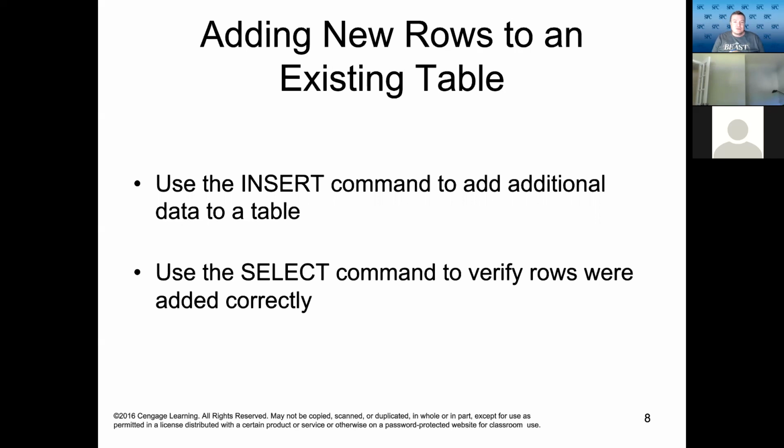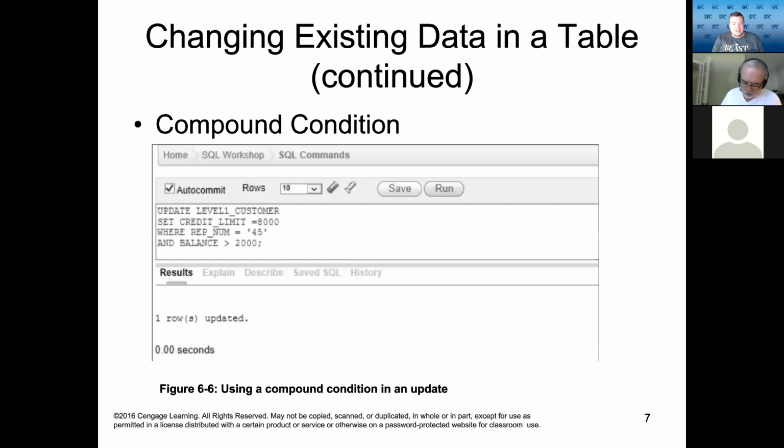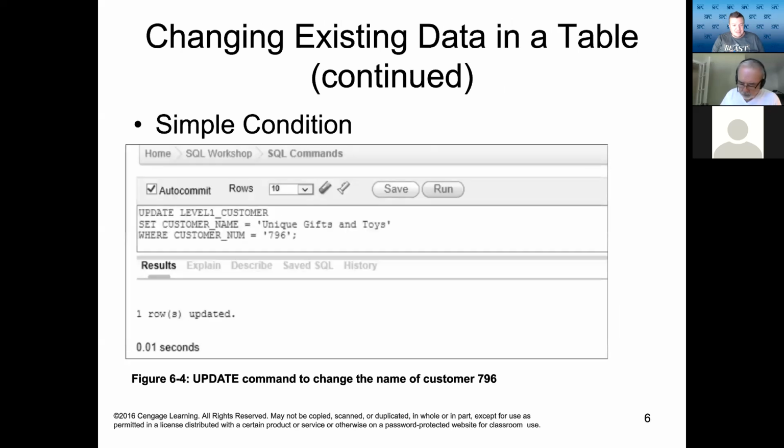So as we're adding new rows to an existing table, we always use the insert command to add additional data, and we use the select command to verify rows were added correctly. This is oftentimes a missed piece. I also will tell people, when you do an update, you should always do the select command as well, just to make sure everything was done as you expected. Again, imagine if you did this query without that where clause.